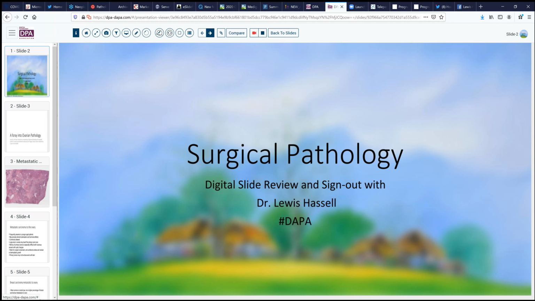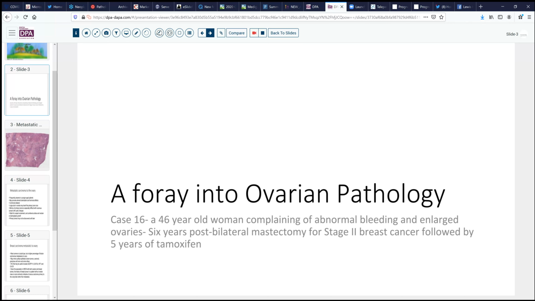Our topic today takes us back into the realm of ovarian pathology. The history is a little bit longer and more complex than typical. This is a 46-year-old woman who developed abnormal vaginal bleeding and was found to have enlarged ovaries. Of note, she is 6 years since she had a bilateral mastectomy for stage 2 breast cancer, following which she had received 5 years of oral treatment with tamoxifen.